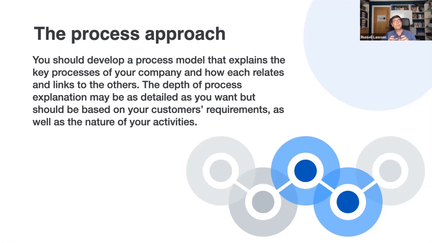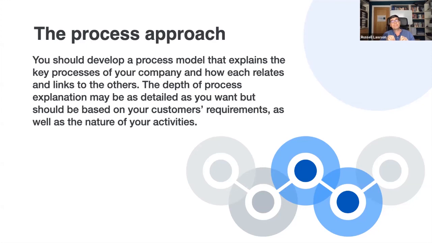Then you need to determine and apply the criteria and the methods of control. What this means is, how are these processes monitored? How are they measured? Are you using key performance indicators, for example? Then you need to assign the responsibilities and the authorities for the processes, which is basically who does what and ultimately who is in charge.